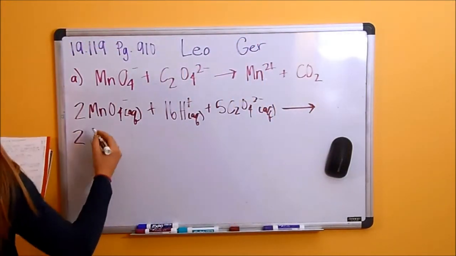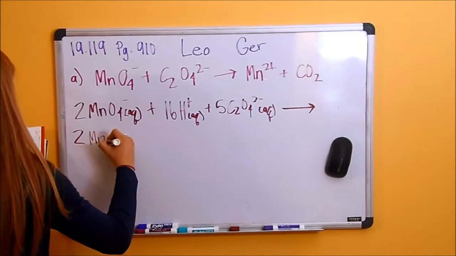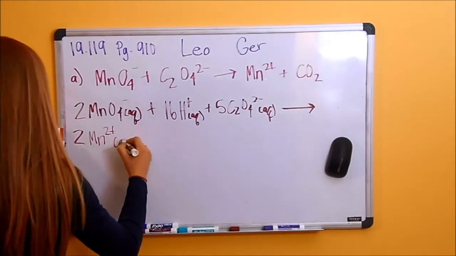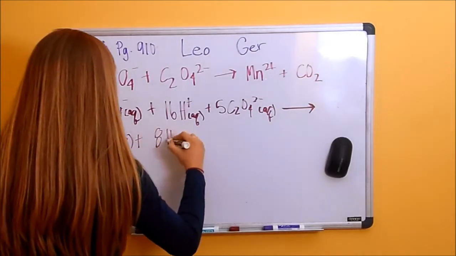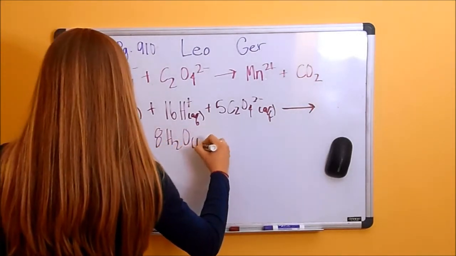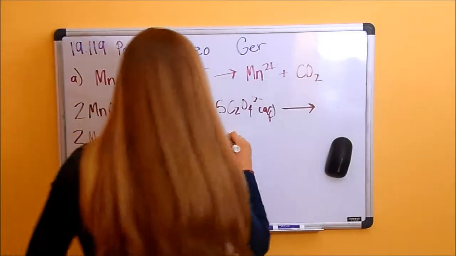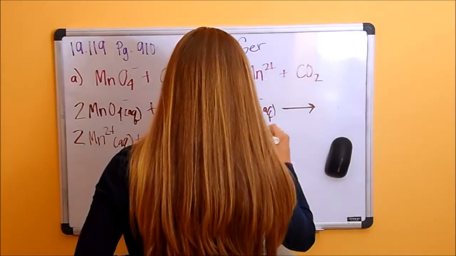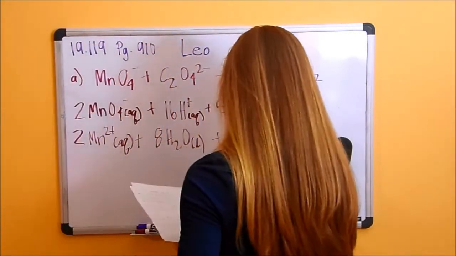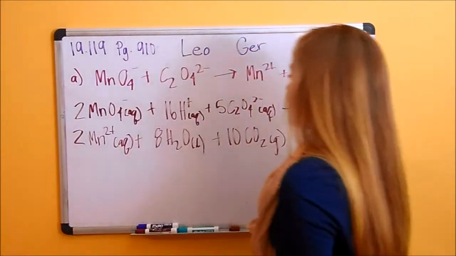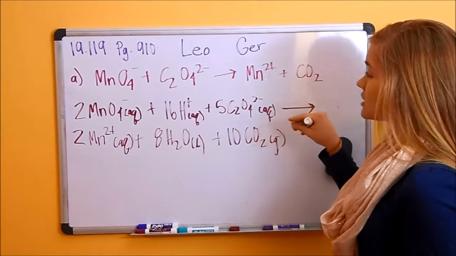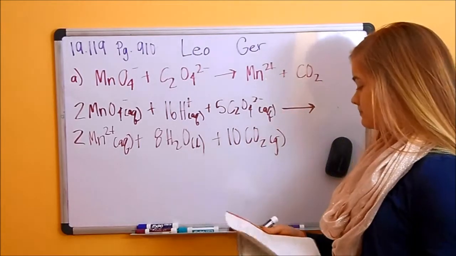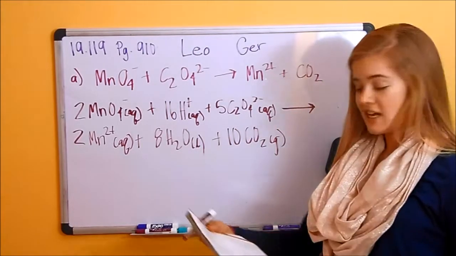So that leaves us with 2 Mn2 plus, which is also aqueous, plus 8 waters, and these are liquid, plus 10 CO2, and that's a gas. Alright, so that's the answer to problem 1. We've taken the half reactions and added them together, and that gave us the answer.